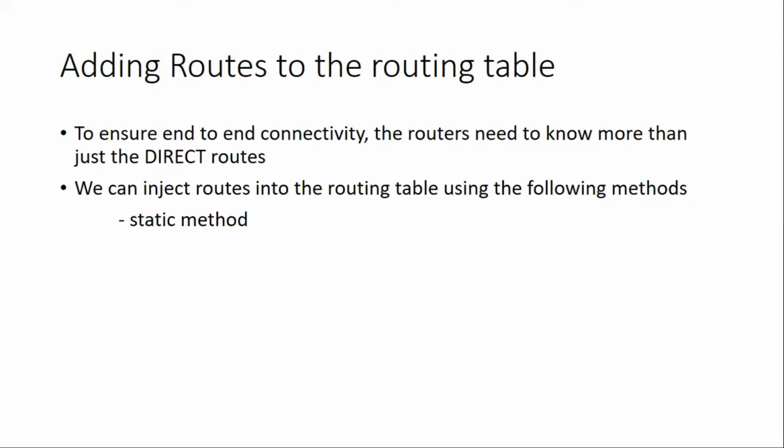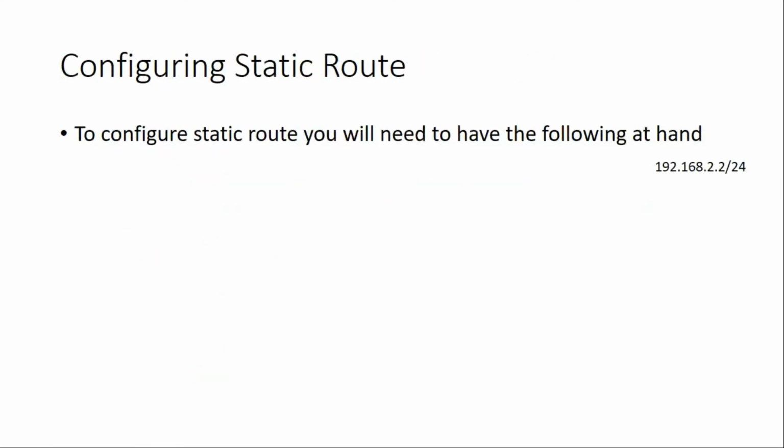We have the static method, and the dynamic method, dynamic routing protocols. First of them, we have OSPF, we have RIP, we have Intermediate System to Intermediate System, and we have Border Gateway Protocol. We will have a series of routing where we'll go through all of them. So today we are starting with the static method. Configuring the static method is quite straightforward.